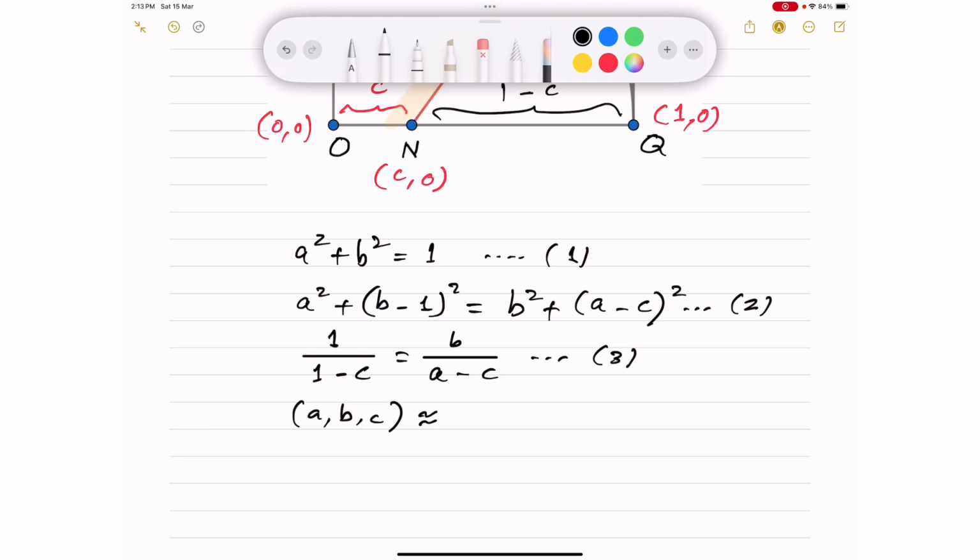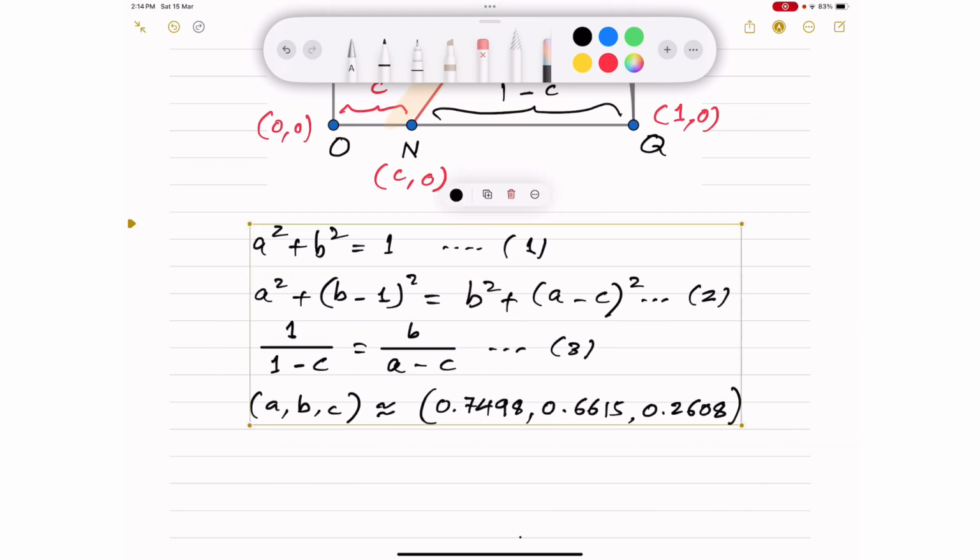Okay, so that makes A, B, and C approximately equal to: A is nothing but 0.7498. I'll just use 4 decimal digits, okay, to make it simple. So 0.6615, and that's B. And C, which is 0.2608. I have just used here 4 decimal digits of accuracy just to make it simple, okay? But of course, you can go for whatever accuracy you're looking for here.